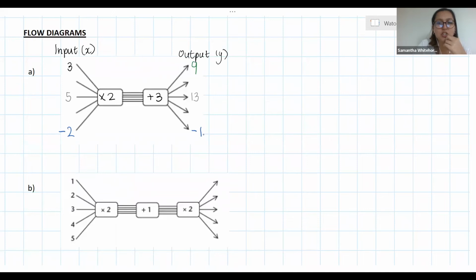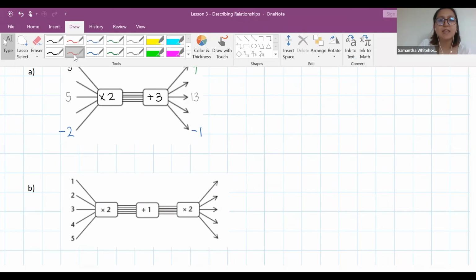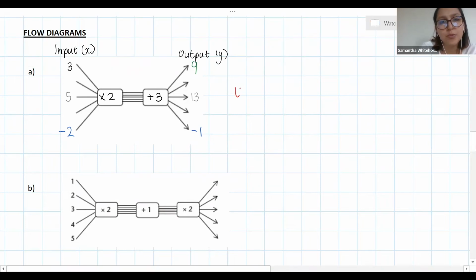Right, guys. So that is essentially how a flow diagram works. What I'm going to ask you now is, can someone give me what my rule would be? Y equals what? What would my equation, my general rule, be for this flow diagram that we have here?